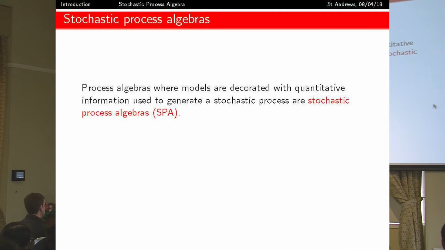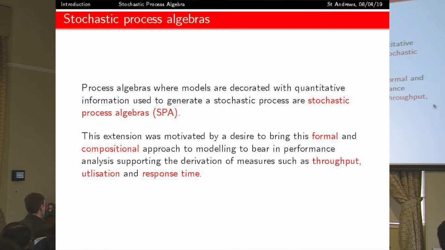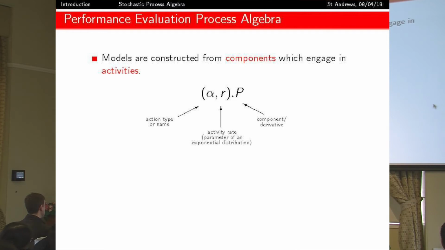The idea of stochastic process algebra was just to add in some more information. If we want to study timing and use of resources and fairness, we need information about that in our models. The simplest way of doing that is putting in exponential distributions with each of our actions. We want to bring this formal and compositional approach to things like finding throughput, utilization, and response time. So the change in the language is really quite minor.